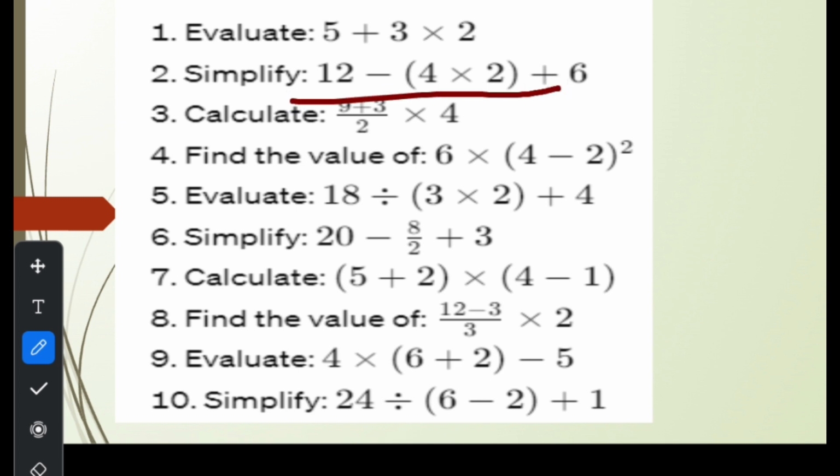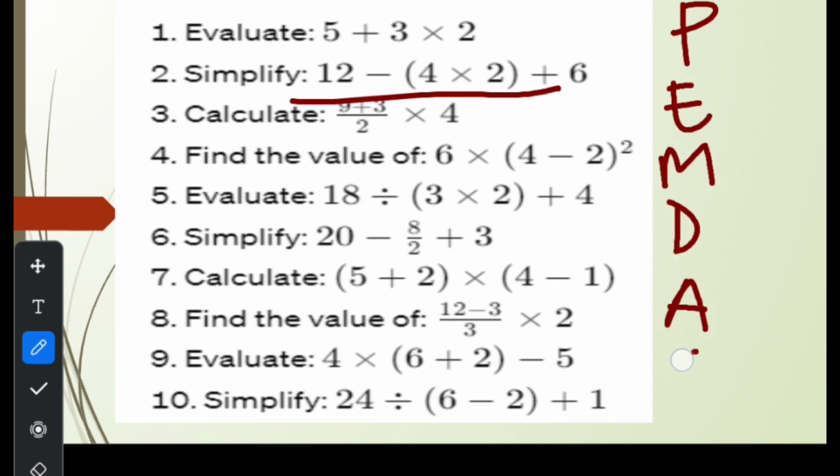So in PEMDAS, we have to open the bracket first. So let's open the bracket first, which is the parenthesis. When I open this bracket, I need to perform the given operation inside it. The given operation inside it is a product. So 12 would be written as it is, and when I expand this bracket, this would become 8 plus 6. This part is done. Since in this question we don't have any exponent, we are not using this E part as there is no exponent given.